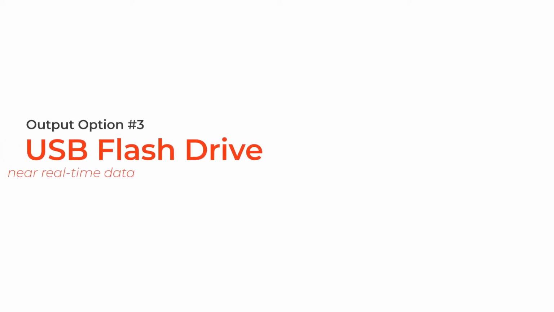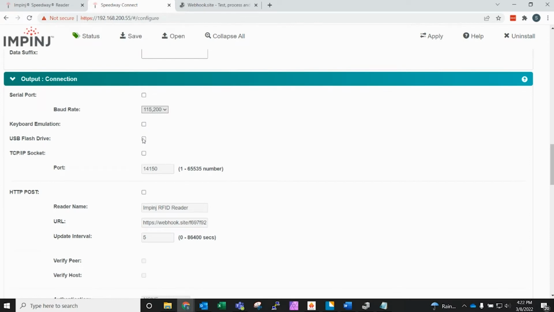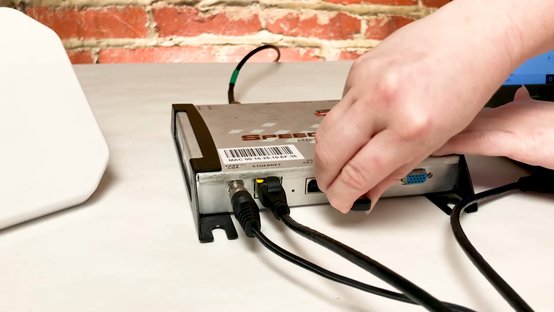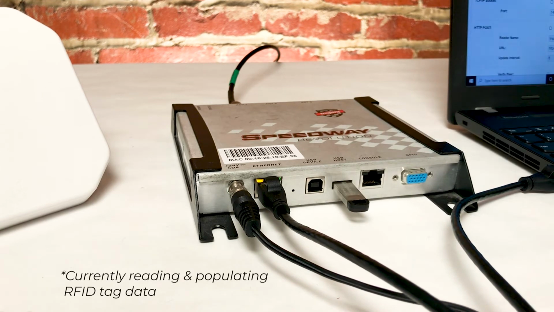USB flash drive, near real-time data. With all the settings still the same, I uncheck keyboard emulation and check USB flash drive and apply the settings. Before the settings have been applied, I plugged in my flash drive to the reader's USB host port. Once that flash drive is plugged in, this software setting immediately creates a CSV file on the flash drive and starts populating the tag read data in column A.